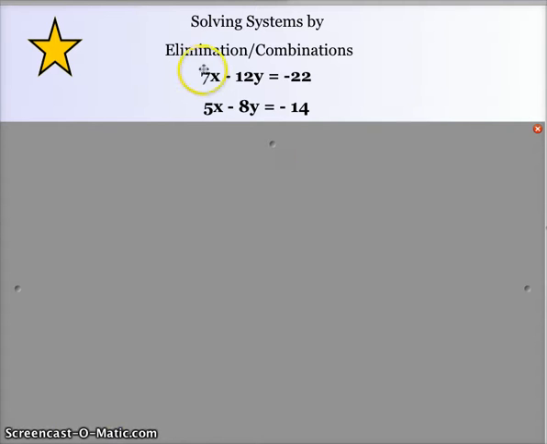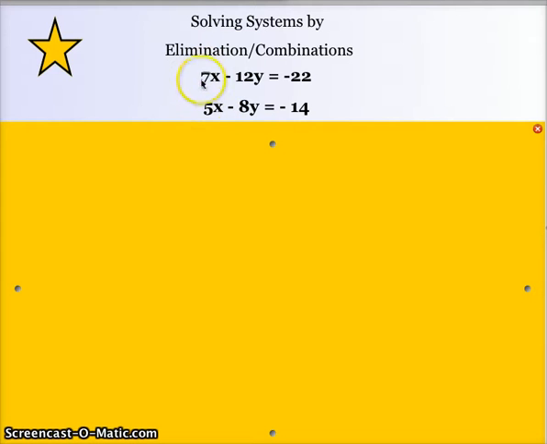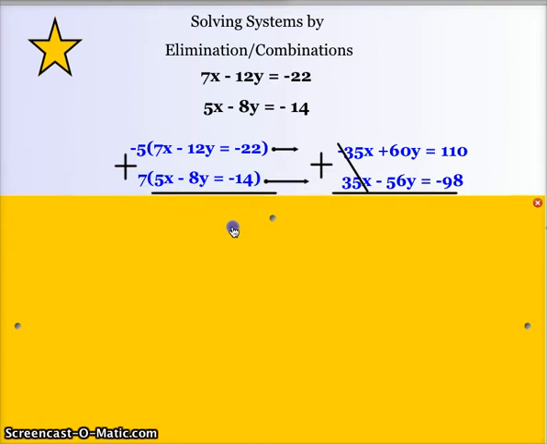So I look at 7 and 5. Well, both of these numbers are divisible by 35, so if I can make one negative and one positive, that could really help me. So I'm going to multiply my top equation by negative 5. That'll give me negative 35x. And I'll multiply my bottom equation by positive 7, which will give me positive 35x.